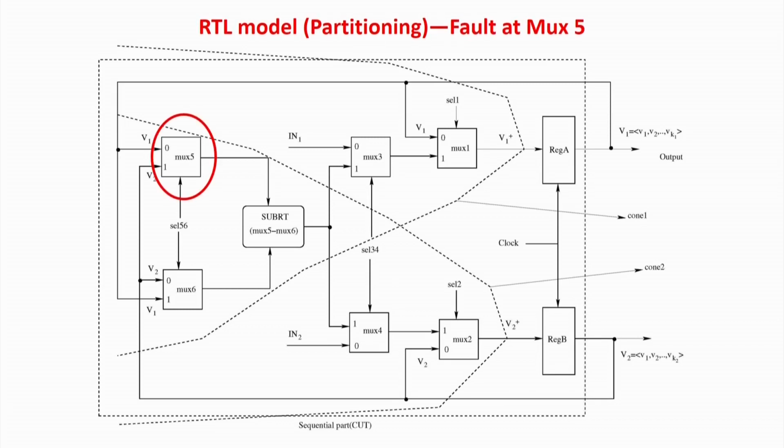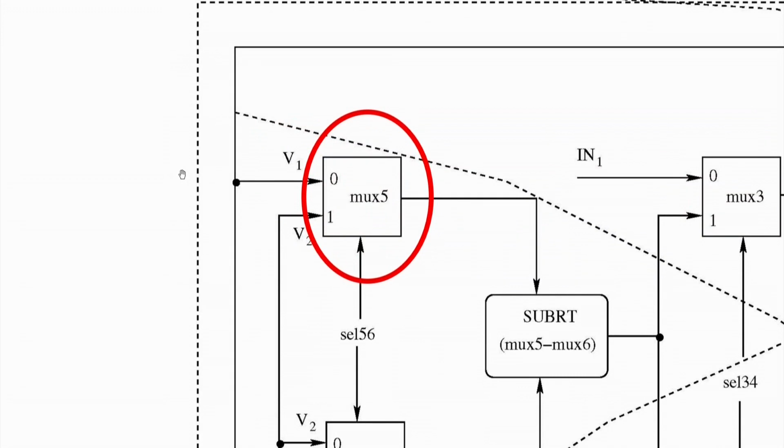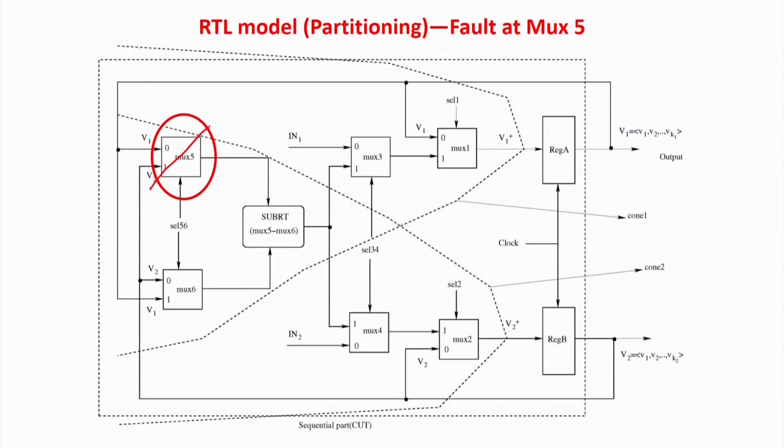We are assuming that mux 5 has a fault. Let me zoom over here so it will be easier for you. So this has a fault. Now what is the fault? I am taking the swap fault. That means if select 5 is equal to 0, V1 will go to the output. If it is equal to 1, V2 will go to the output. But now because of the fault, there is a swap. If select is equal to 1, we are going to have the answer as V1, and if select is equal to 0, the output will be V2. So just the reverse.